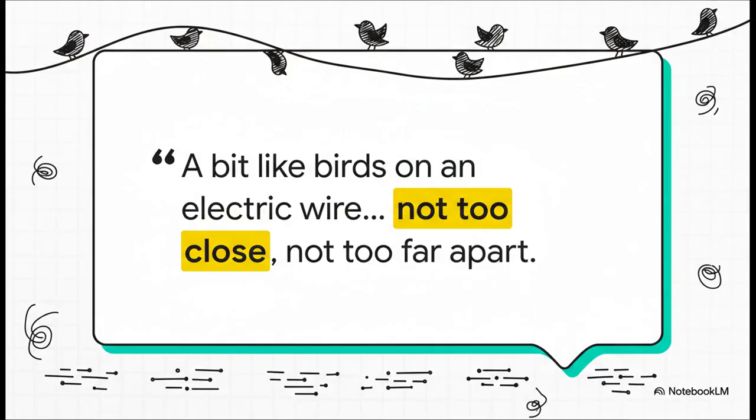Probably the best way to picture this comes from the physicist Eugene Wigner himself. He said it's like birds on a wire. They don't all clump together in one spot, but they're not perfectly spaced out either. They just naturally keep a certain distance from each other. Not too close, not too far. That's eigenvalue repulsion in a nutshell.